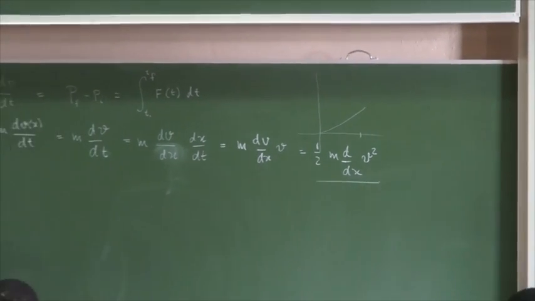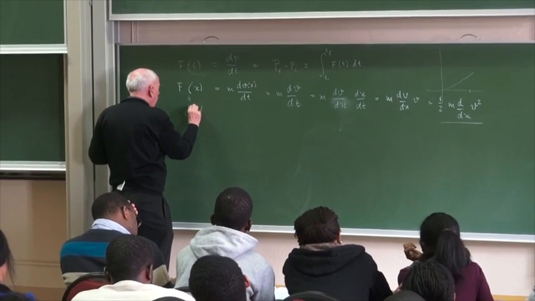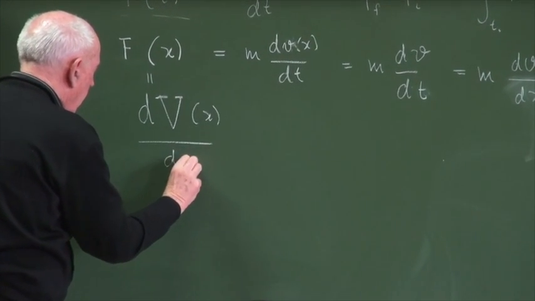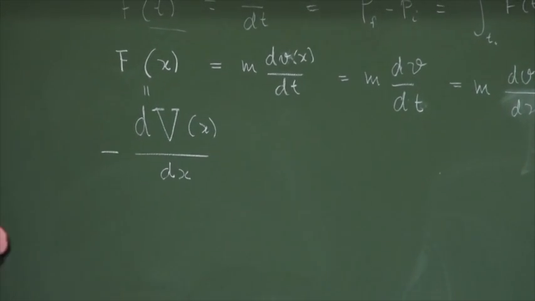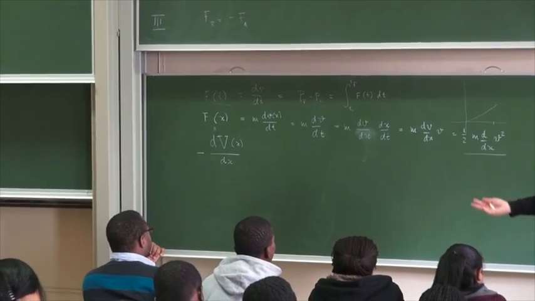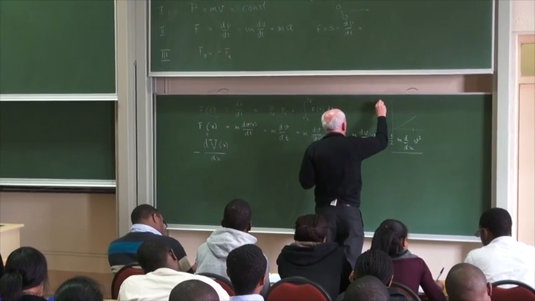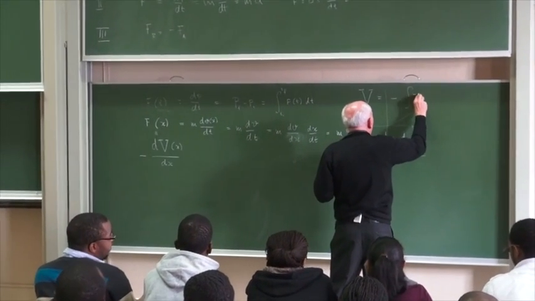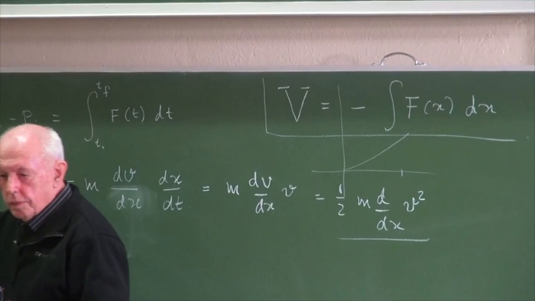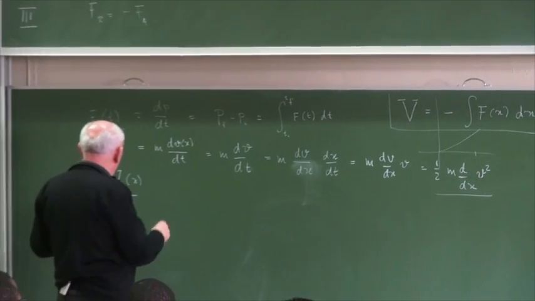And now if I write F is equal to, I'll use a capital V here with a minus sign. If I say that this function of x I consider to be obtained by differentiating another function. And so this other function basically is defined as minus the integral of F of x dx. I mean, this is the way I define this function V, and then F is, of course, minus dV dx. Okay? And so this is equal to that.